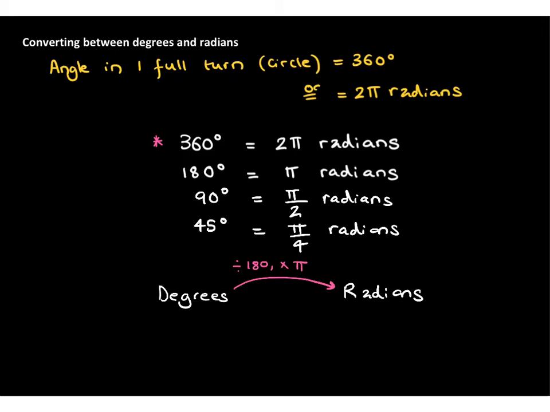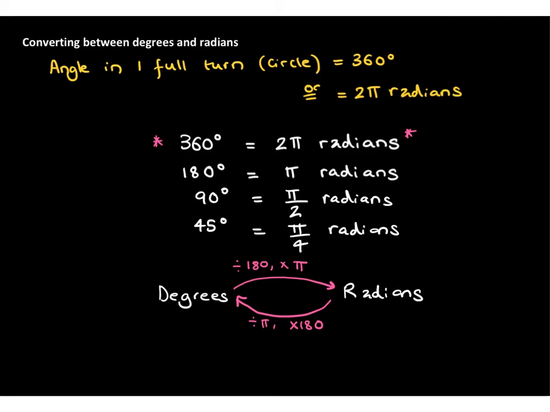And then, of course, if you want to work that backwards, going from radians to degrees, you simply do the reverse. You divide by pi and then multiply by 180. And again, you can see that using this example here. What's 2 pi divided by pi? It's 2, multiplied by 180, and that gets you to 360.